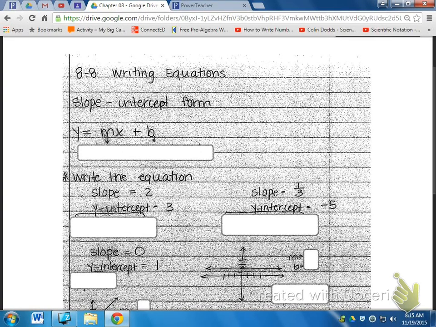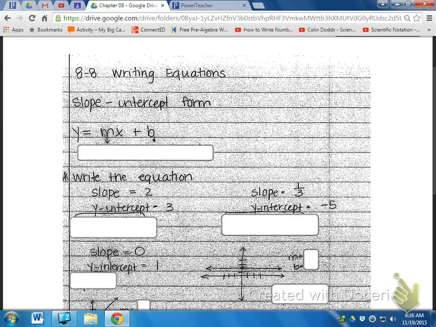Lesson 8.8, writing equations. So we are going to take the information we had from yesterday using slope-intercept form and basically flip it around. Yesterday they gave you the equations in slope-intercept form, and you had to identify the slope and the y-intercept and then take that information and graph it. So today, the opposite, they're going to give us the slope and y-intercept, and we have to actually write the equation.